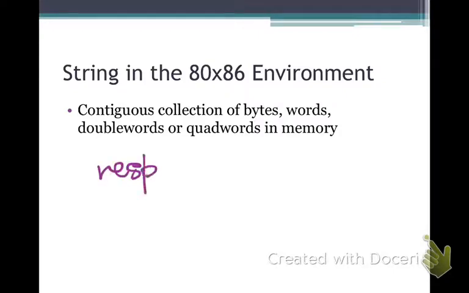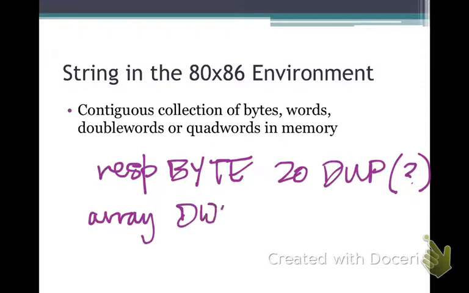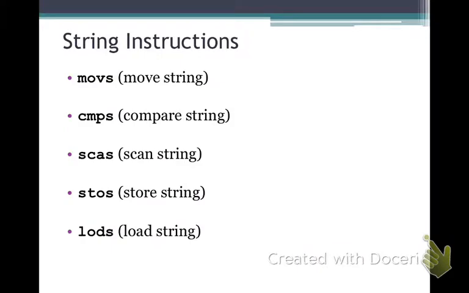So what we have done in the past to indicate contiguous collections of things, this will look familiar. Let's say I want to have a collection of 20 bytes with a duplicate initialization. Or I could have done an array of DWORDs where I have 10 double words initialized to 0. So that's how we have done it before. Now what we want to do is use some of these complex instructions on these collections of elements.